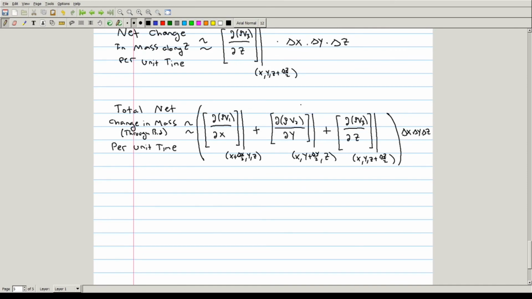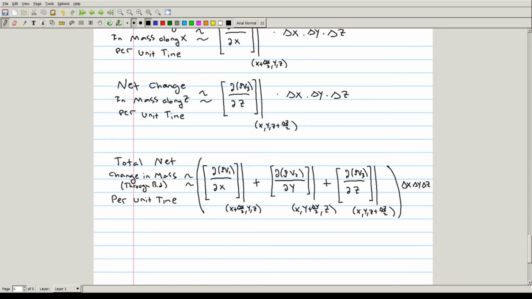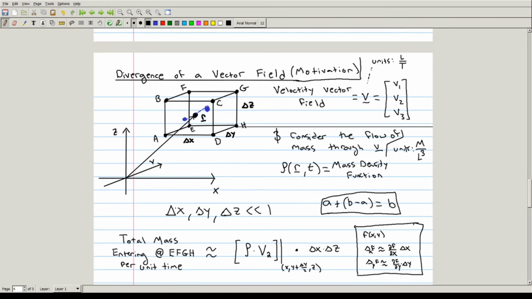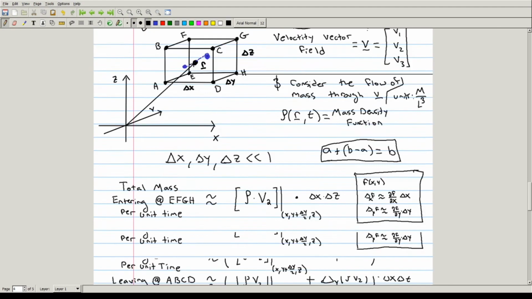But this is the correct approximation to the total net change in mass per unit time through the boundary of this region right here. And this approximation gets better and better and better the smaller delta x, delta y, and delta z are.